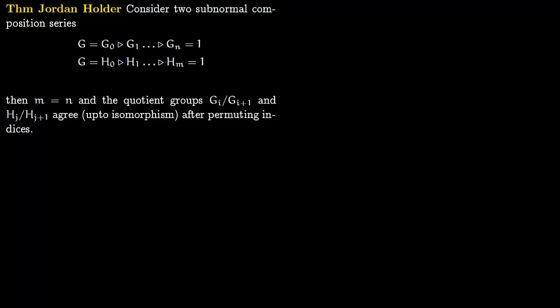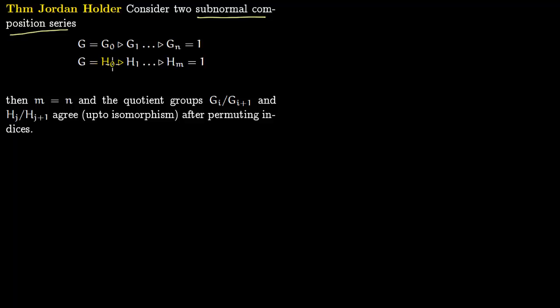Now we prove the Jordan-Holder theorem. Consider two subnormal composition series for group G. One of the series is G, which you set as G0. G0 contains G1 as a normal subgroup, which contains G2 as a normal subgroup, all the way to Gn, which is set as 1.